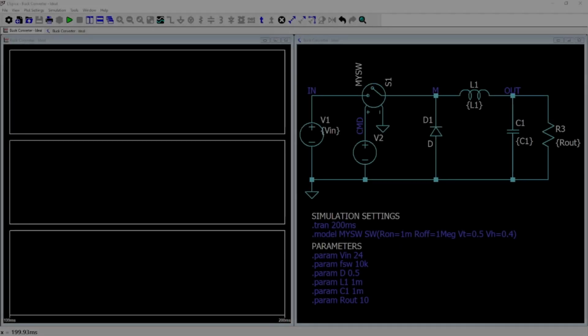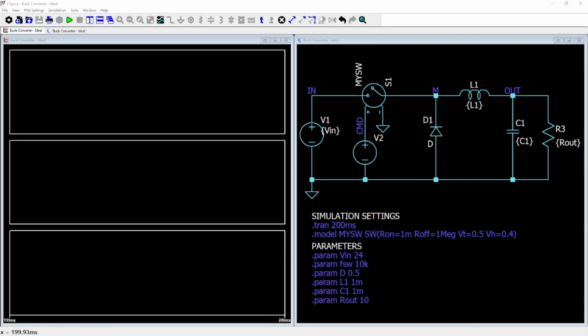In this video, we're going to use LTspice to look at the basic operation of a buck converter and answer a few simple questions. What is the output voltage value when we apply a fixed switching pattern? How does the inductor behave? What does the output voltage look like? Let's build a simple model and see what we can learn.